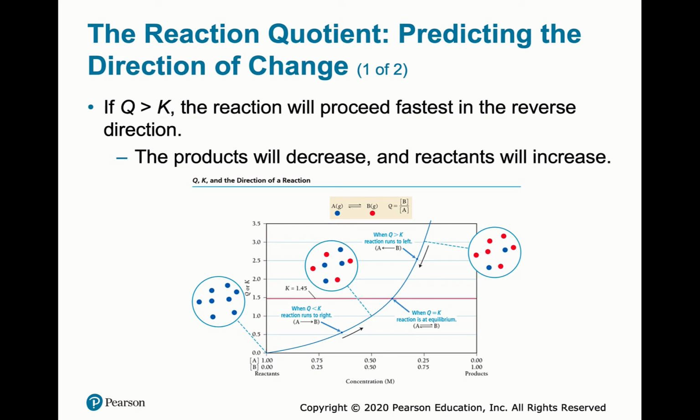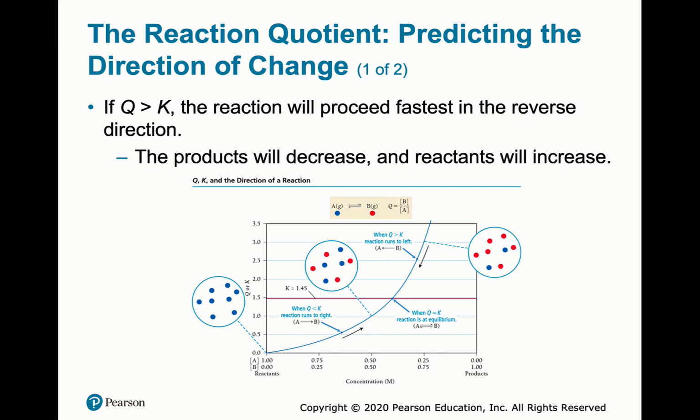So when Q is smaller than K, that means the top number is too small and the bottom number is too big, in the numerator and denominator. So that means that the top number needs to get bigger and the bottom number needs to get smaller. Therefore, the reaction shifts right towards the products. If Q is greater than K, that means that the top number is too big and the bottom number is too small. So that means the top number needs to get smaller and the bottom number gets bigger. That means shift towards reactants.